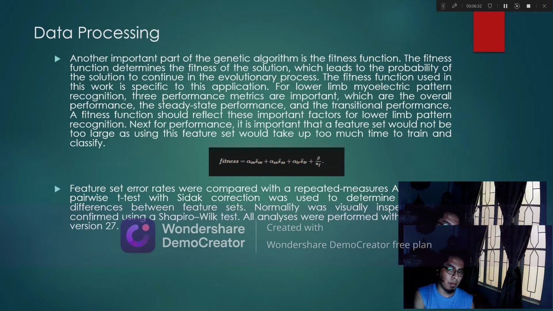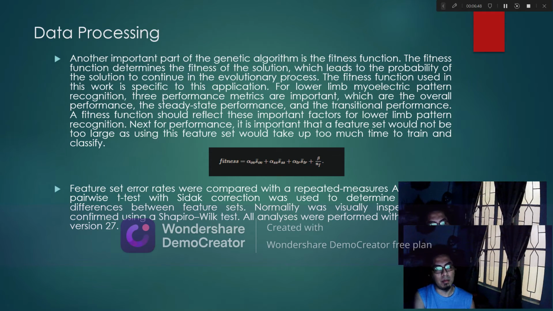So for lower limb myoelectric pattern recognition, three performance metrics are important, which are the overall performance, steady state performance, and the transitional performance. So the fitness function should reflect these important factors for lower limb pattern recognition.